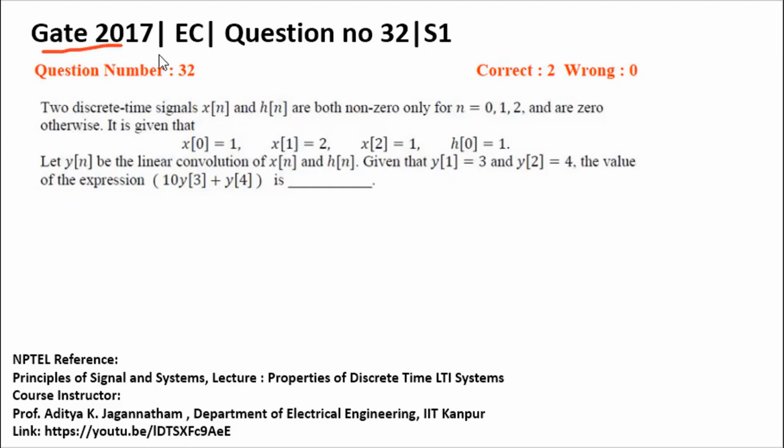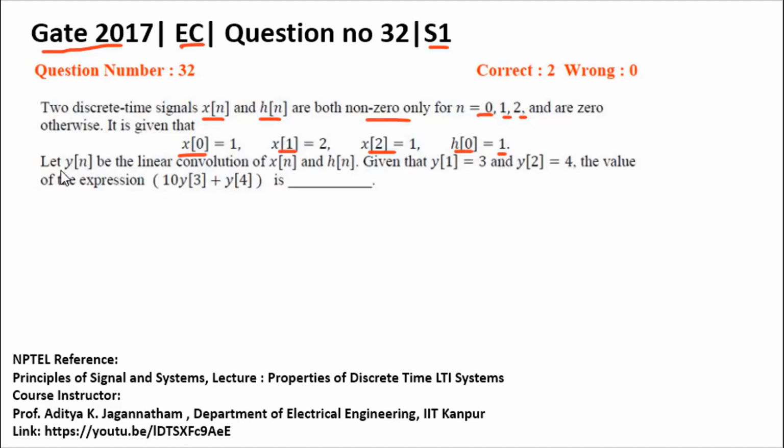This question was asked in GATE 2017 Electronics and Communication Engineering paper set 1, in which you are given two discrete time signals, x of n and h of n. Both signals are non-zero only for n equal to 0, 1 and 2, and 0 for other values of n. You are also given x of 0 as 1, x of 1 as 2, x of 2 as 1, and h of 0 as 1.